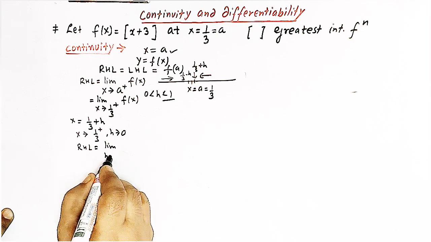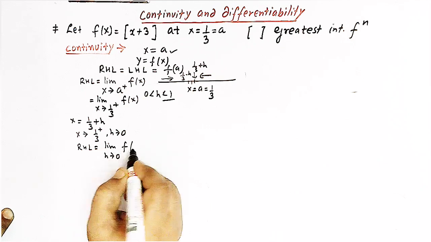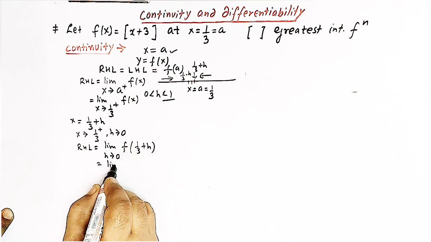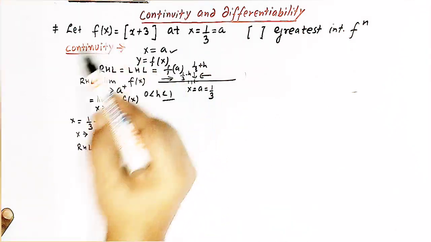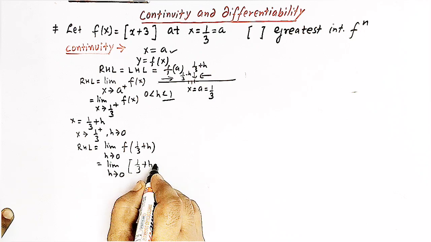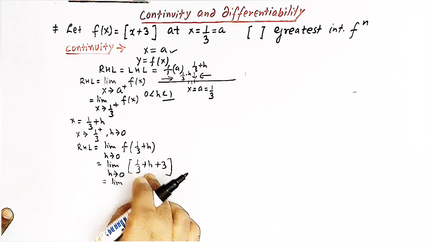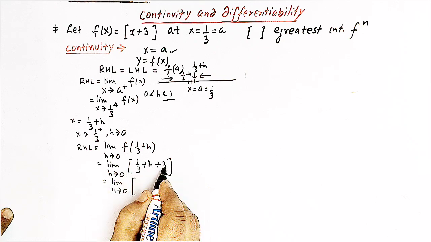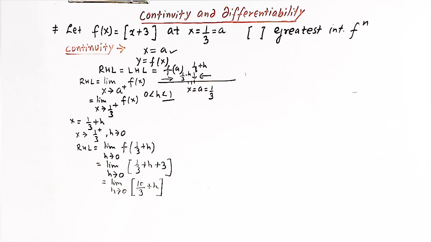Now the right hand limit can be written in terms of h. We have limit h tends to 0 of f(x), where x is replaced by 1/3 + h. So we have the limit as h tends to 0 of the greatest integer of 1/3 + h + 3. Simplifying, we have limit h tends to 0 of the greatest integer of, 1/3 + 3 is 10/3, plus h.